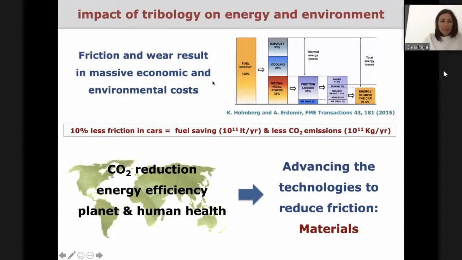So friction and wear result in massive economic and environmental costs. And decreasing friction, even by a small amount in every car engine, can result in a huge reduction of fuel consumption and carbon dioxide emissions. So we have the effective opportunity to contribute to these global challenges by advancing the technologies to reduce friction. And these technologies are nowadays based on materials.